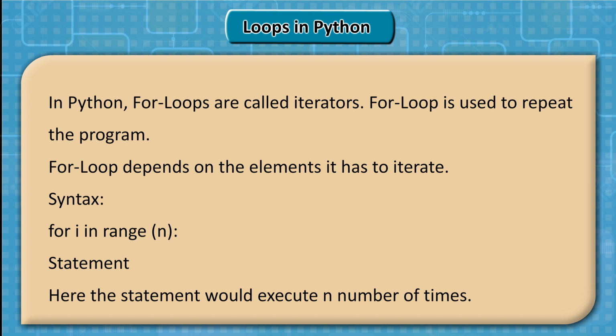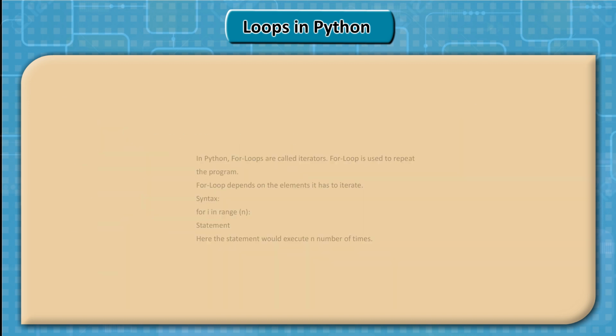How to use for loop? In Python, for loops are called iterators. For loop is used to repeat the program. For loop depends on the elements it has to iterate. Syntax: for i in range(n): statement. Here the statement would execute n number of times.